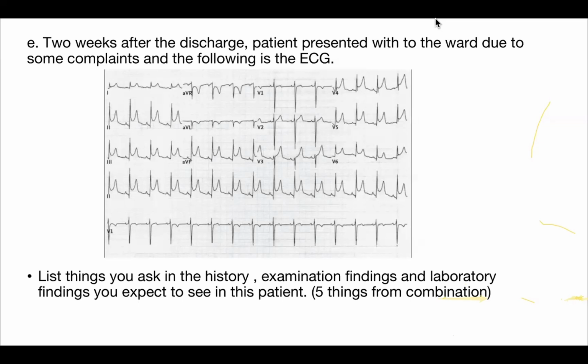Good. What else do you see? PR depression. Yeah, so there's PR segment depression, and in aVR, PR segment elevation. So what is the diagnosis here? Pericarditis. Yeah, so pericarditis. Usually this happens after MI, and then we call this Dressler syndrome. So read about it.